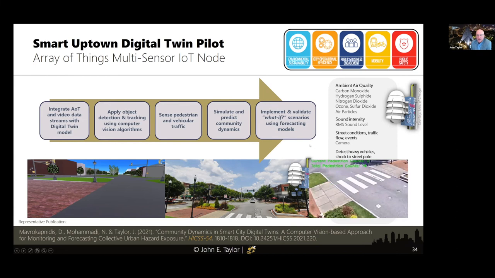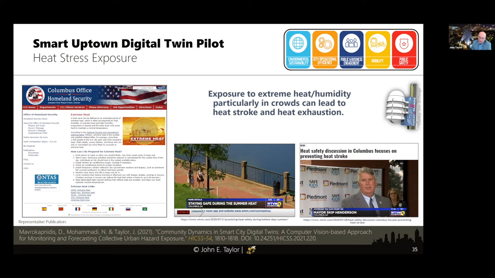We were working with the city, but the city has an issue of heat stress, and this was in August when we were collecting the data, when it was particularly hot.